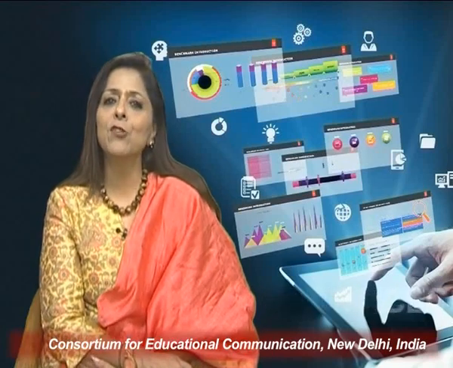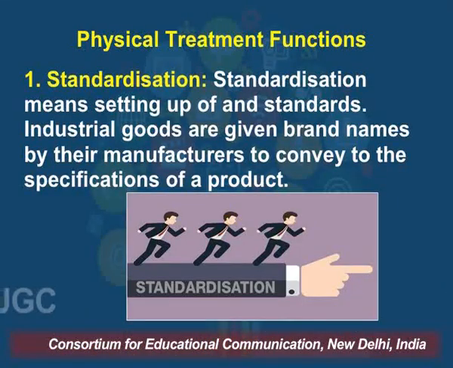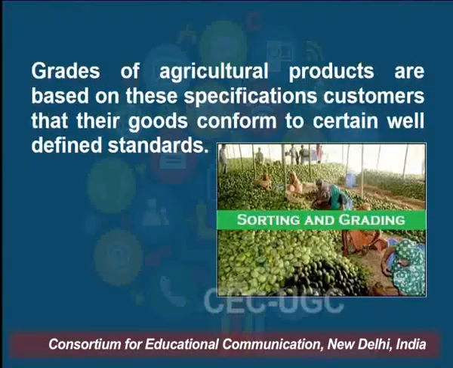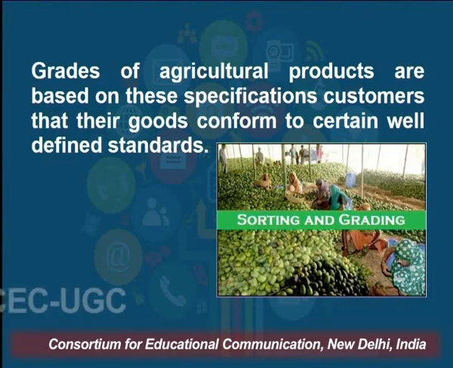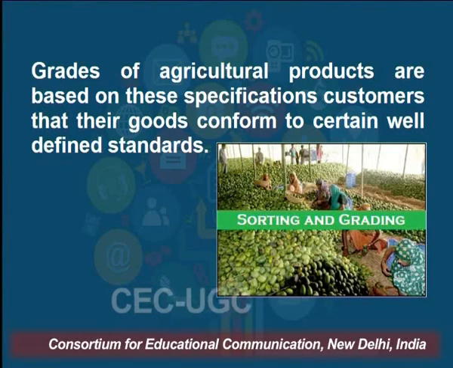Next important function is your physical treatment functions, that is standardization. Standardization means setting up of the standards, and the industrial goods are given the brand names by their manufacturers to convey the specifications of a product. The grades of the agricultural products are based on these specifications. The customers are assured that their goods conform to certain well-defined standards.